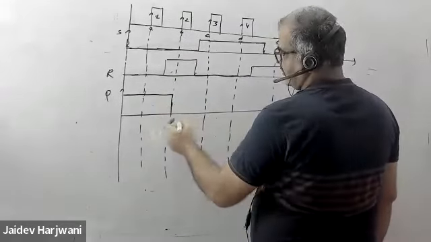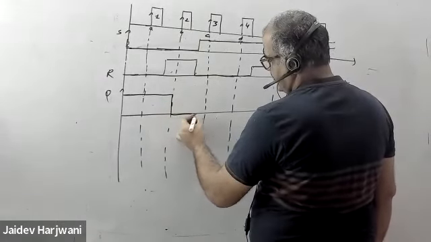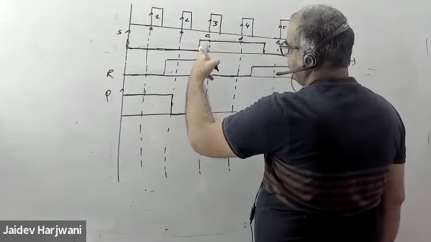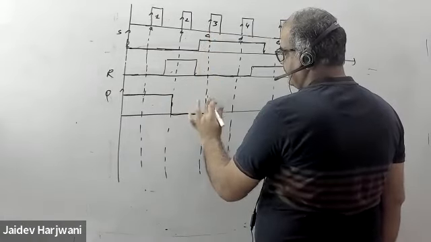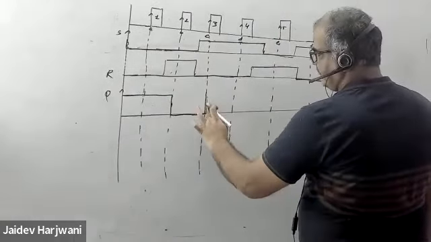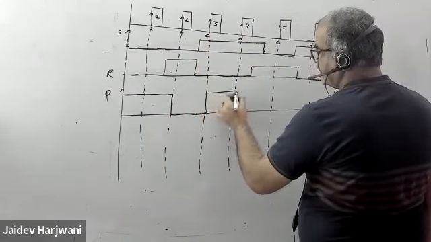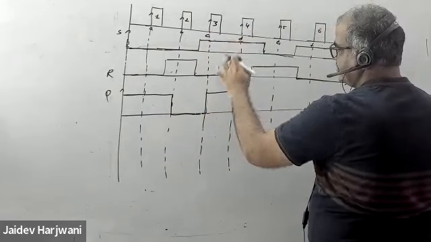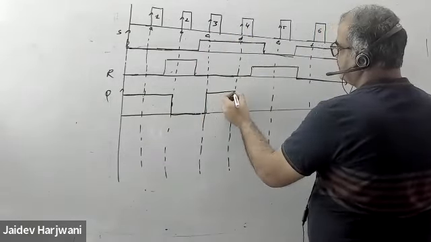Now transition will take place only here. Now it will go up to here. Here S is 1, R is 0. This is the set state. It goes up. Now it will not take any further transition until the next spike comes. So it will go again up to this one. At this point, S is 1, R is 0, the set condition. So it will be in set condition.